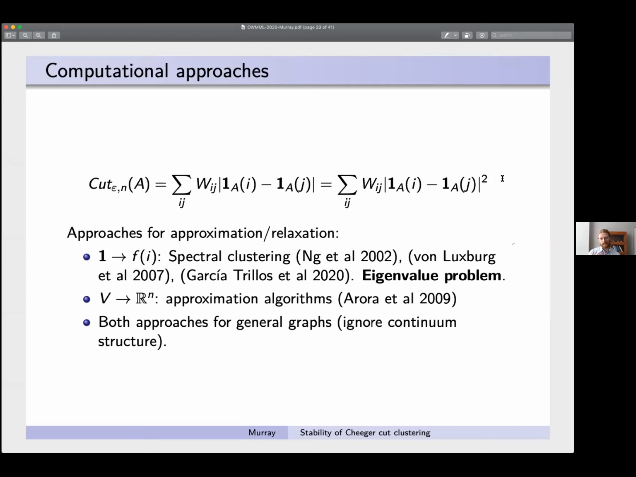And if you relax the requirement that I look at indicator functions and instead permit one to take arbitrary function values in R, then this actually turns out to be exactly the spectral clustering problem. So this was first proposed by some people in machine learning and computer science in the early 2000s. Good important properties about its consistency and its relation to the Cheeger cut problem were studied by von Luxburg and many others in the early 2000s.